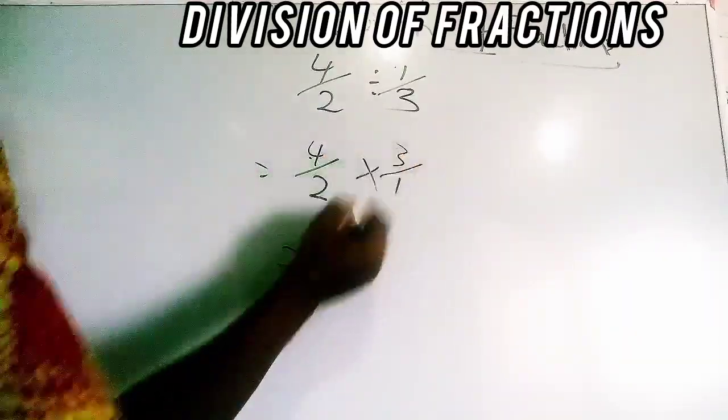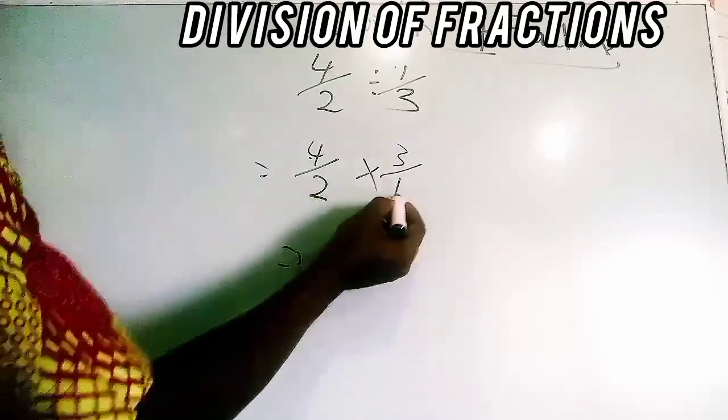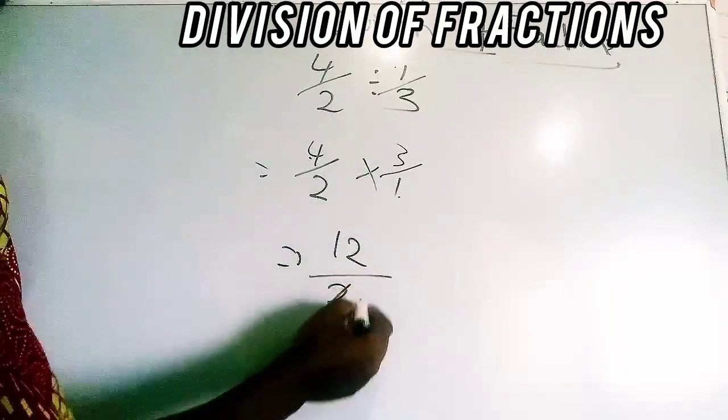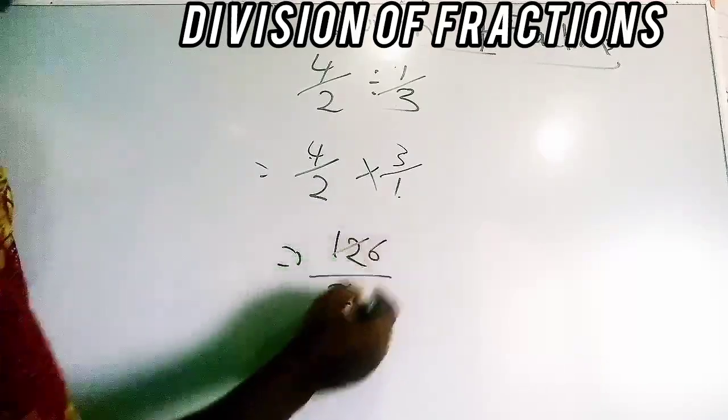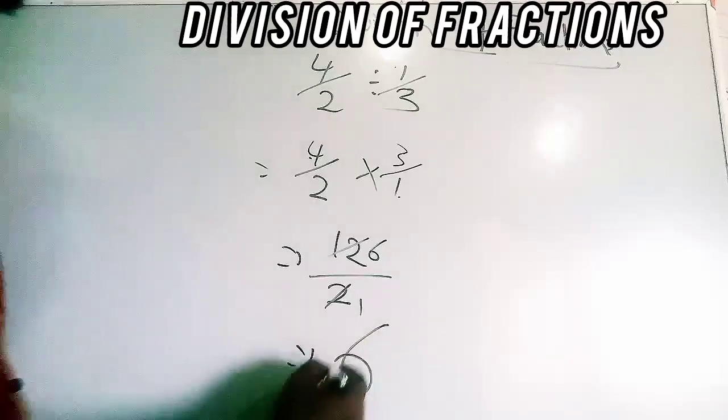So when you have 4 times 3 will give you 12, all over 2 times 1 will give you 2. So 2 go into each of 1 and go here 6 times. So your final answer is 6.